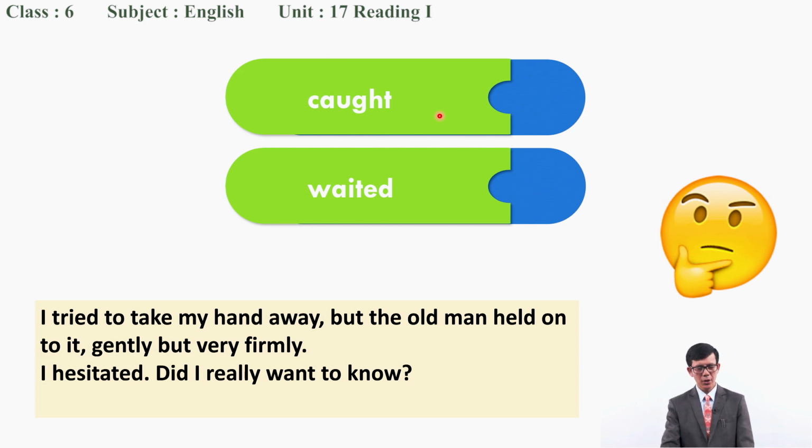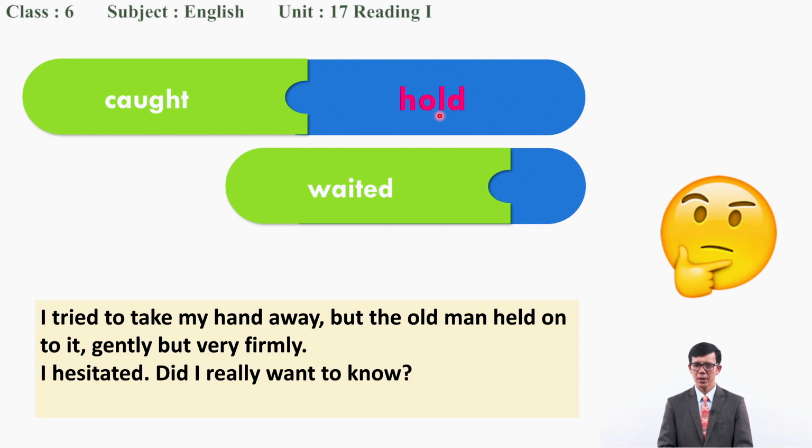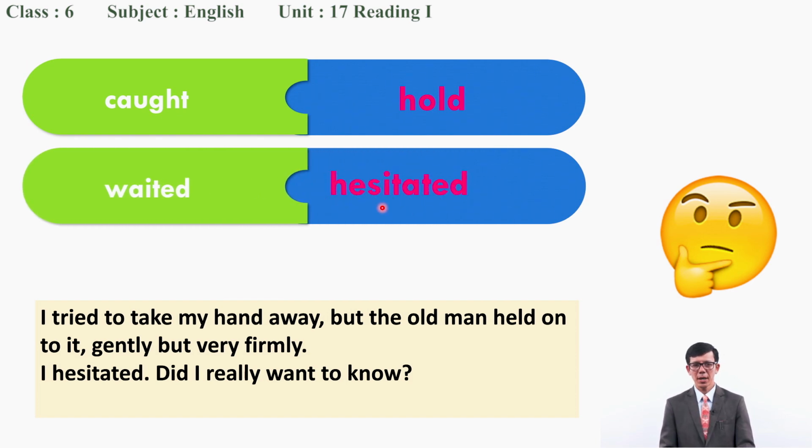Very good. You might have guessed the right word. Caught means, of course, held. So you can write the word. Caught means held or hold. And what does waited mean? In the second sentence, I hesitated means, yeah, I paused for a while. I waited for a while. So waited means similar to hesitated. That is the closer meaning that you have guessed in this story.